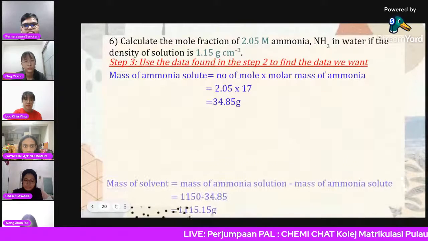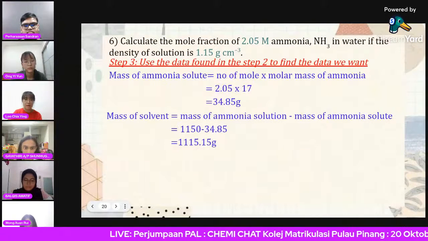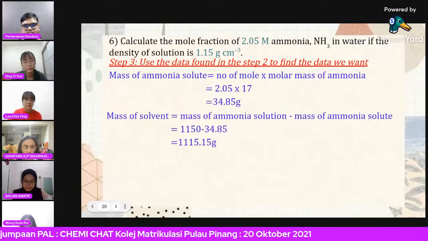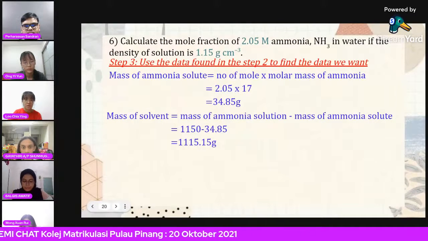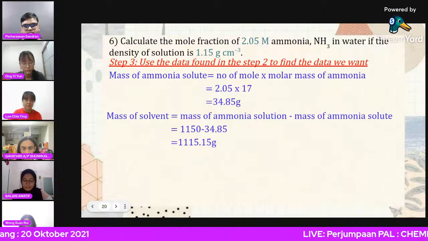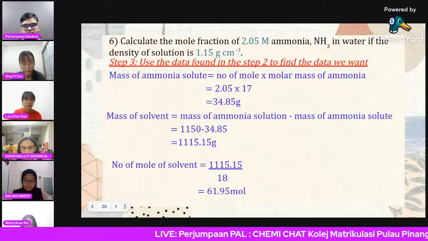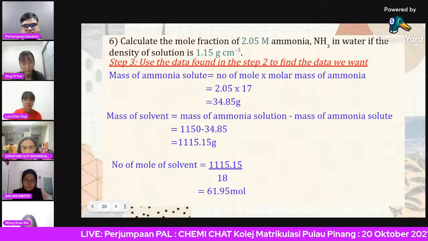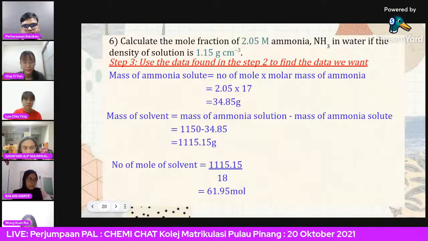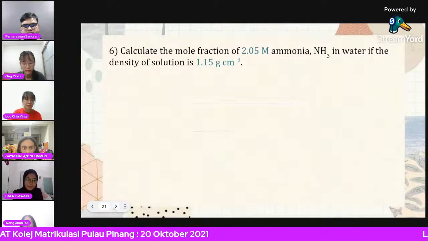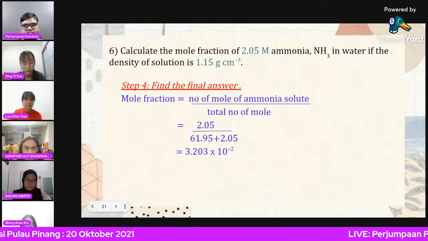To find the mass of solvent, subtract the mass of ammonia solute from the mass of ammonia solution. Now we have the mass of solvent, which is 1115.15 gram. Here, we assume the solvent is water. So we use the mass of solvent over the molar mass of water, and the answer will be 61.95 mole. The last step will be to find the final answer.